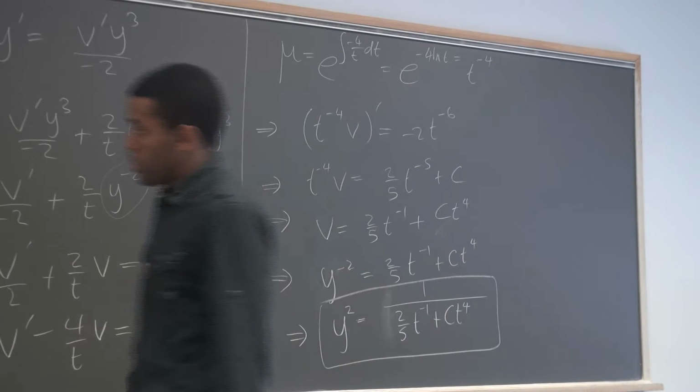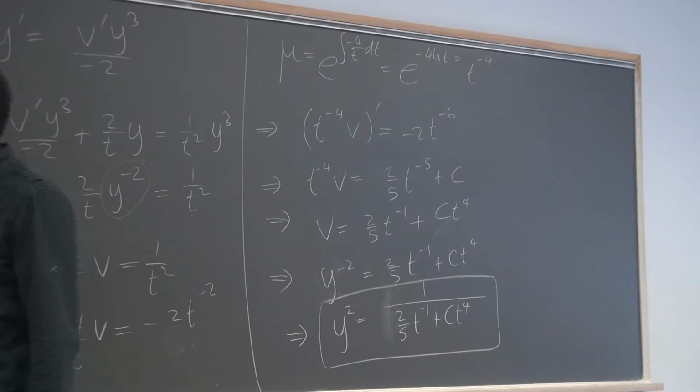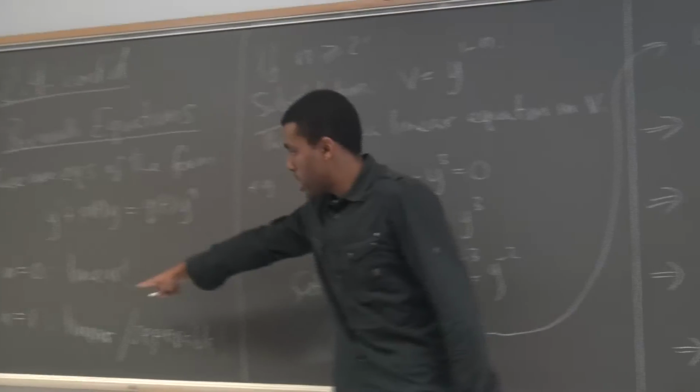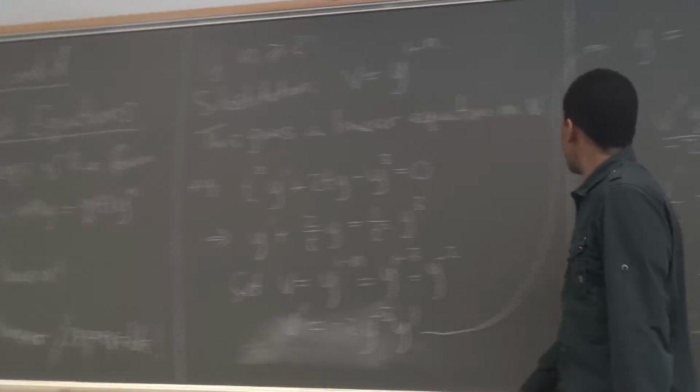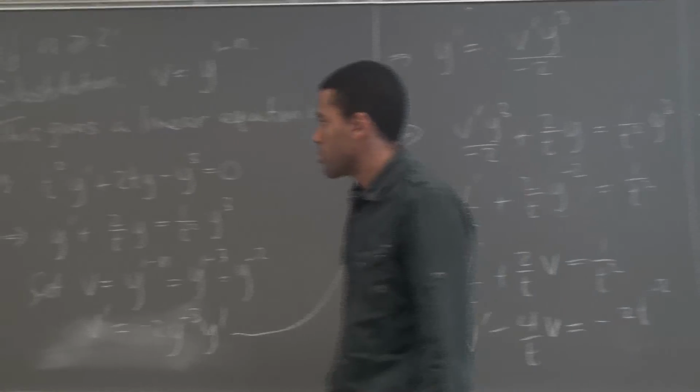So this kind of differential equation is called the Bernoulli differential equation. Once you can write it in this form, where your n is bigger than 1. N is an integer.